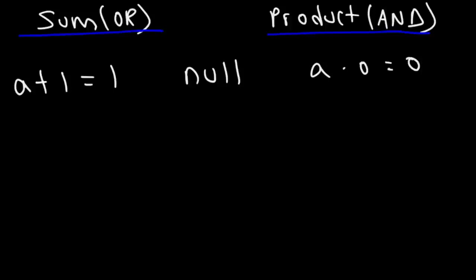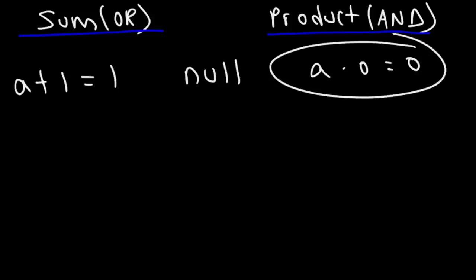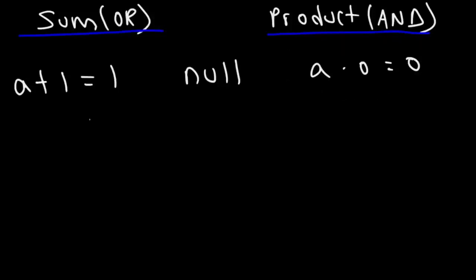Now, if you're analyzing this using old school algebra, this equation might make sense to you, but this one might be a little confusing. For instance, if A is 0, 0 plus 1 equals 1. Okay, that makes sense. But what if A is 1? 1 plus 1, does it really equal 1? Well, in old school algebra, 1 plus 1 is 2. But when dealing with Boolean algebra, 1 plus 1 does equal 1.